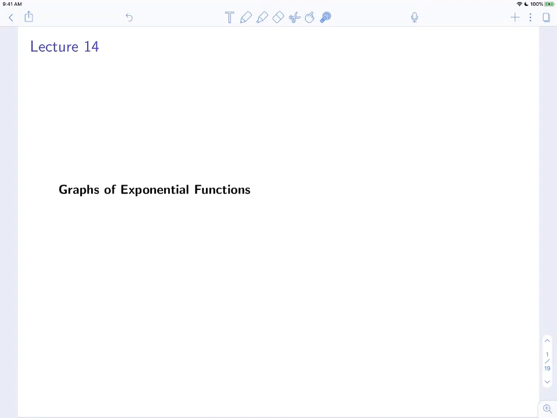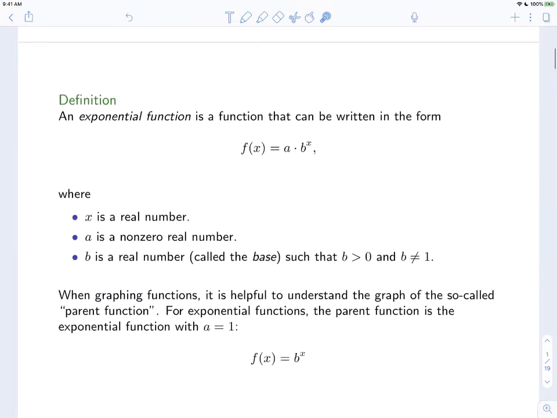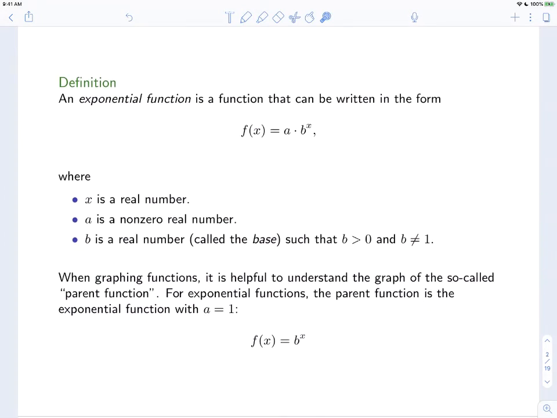In this video, we'll talk about graphs of exponential functions. An exponential function is a function that can be written in the form f of x equals a times b to the x, where x is a real number, a is a non-zero real number, and b is a real number called the base of the exponential, such that b is positive but not equal to 1.